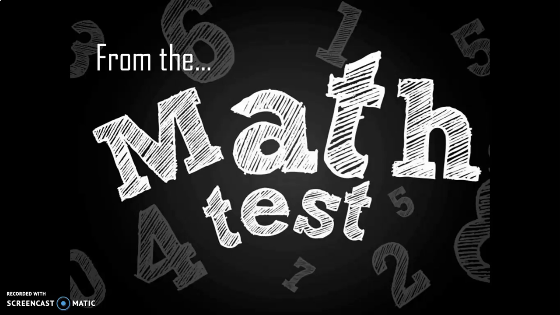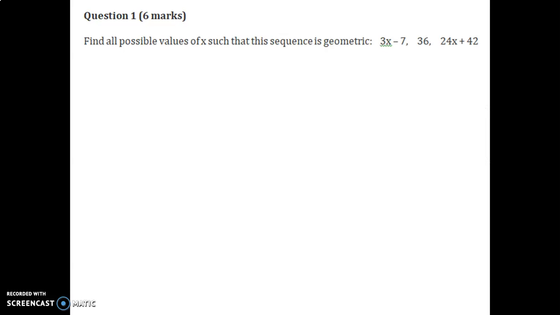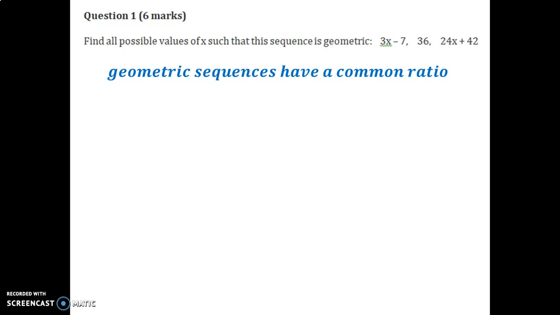Okay, so from the math test, we had a question that said this: find all possible values of x such that this sequence is geometric. If this sequence were to be geometric, it would have to have a common ratio. The way we find a common ratio is by dividing one term by the previous one. So the ratio must be 36 over 3x minus 7. Likewise, the ratio must be 24x plus 42 over 36. That one over this one.